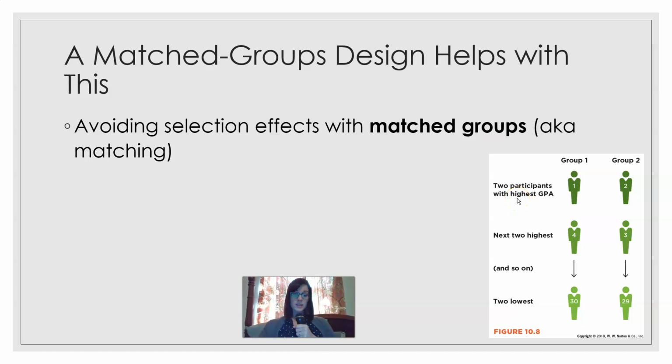So let's say, for example, we're worried that something like GPA might be an extraneous variable. We take 2 participants that have the highest GPA, we put one in group 1, we put one in group 2. We have the next 2 highest, we put one in group 1, we put one in group 2, and so on, and go all the way around to the lowest. So the idea is that each group should have the same range of GPA variability on the basis of this matching. So if we see a difference between the groups, because we've matched on the basis of GPA, we know that that cannot be a confound.